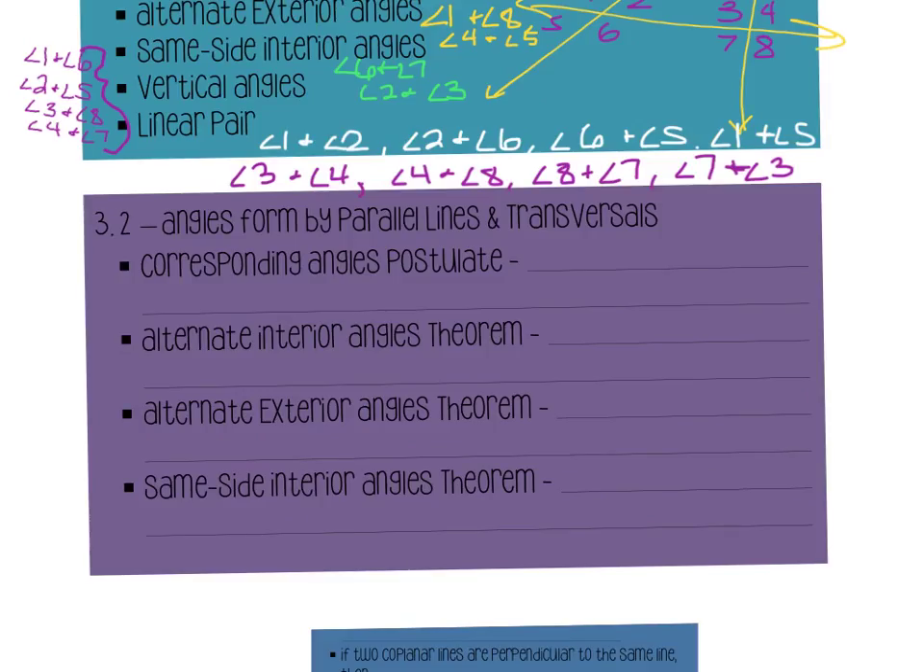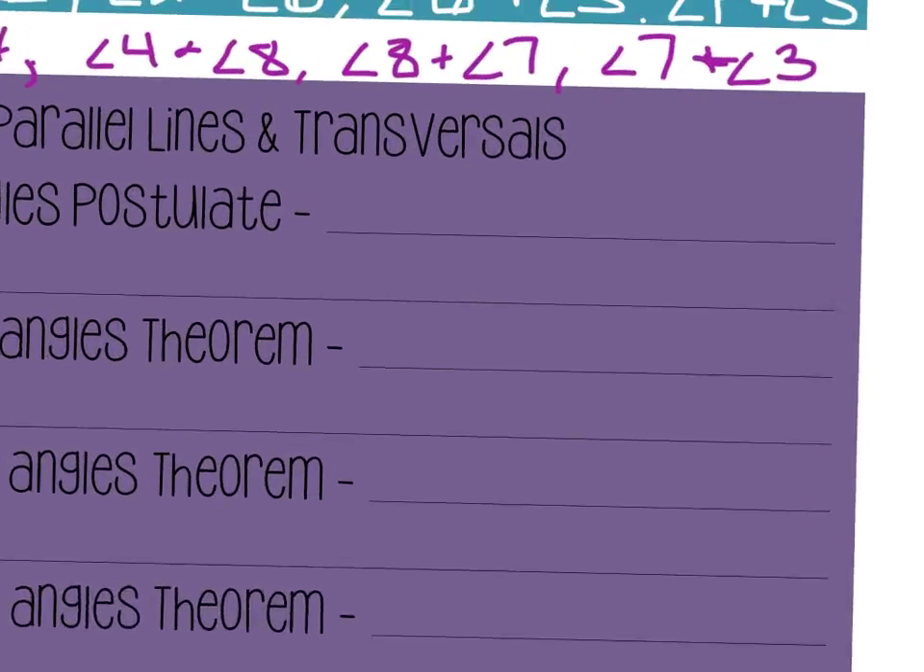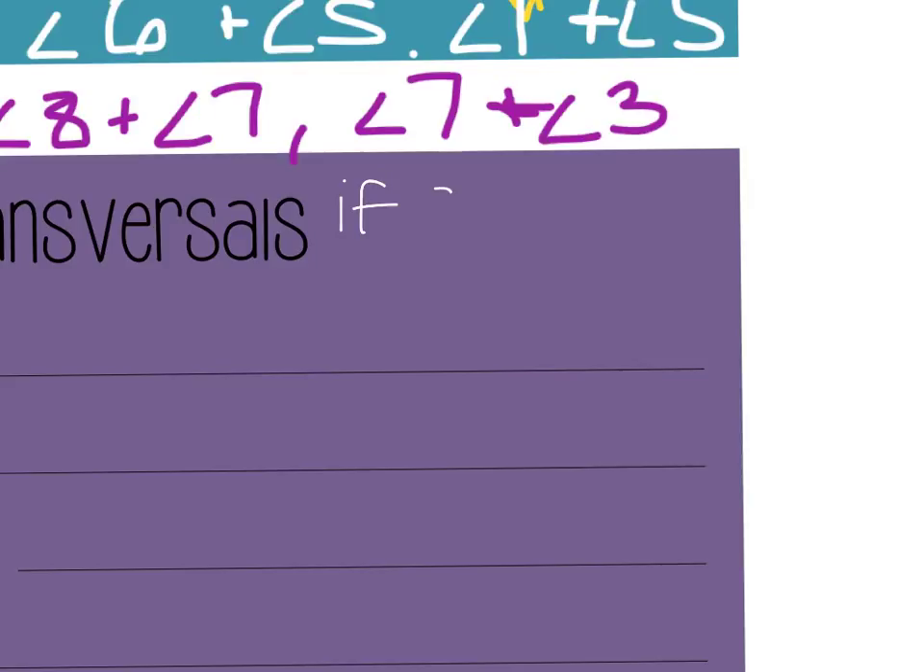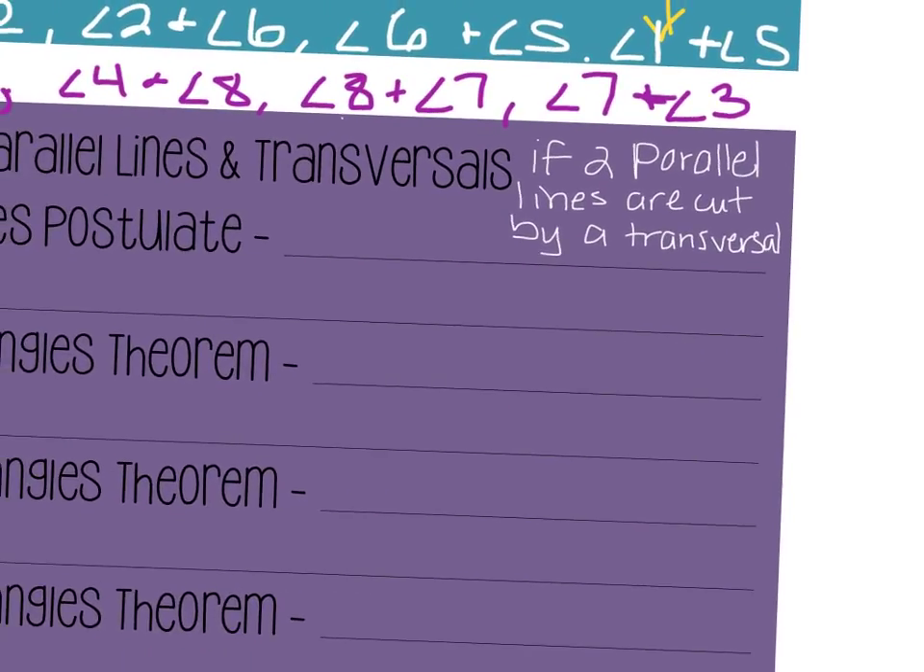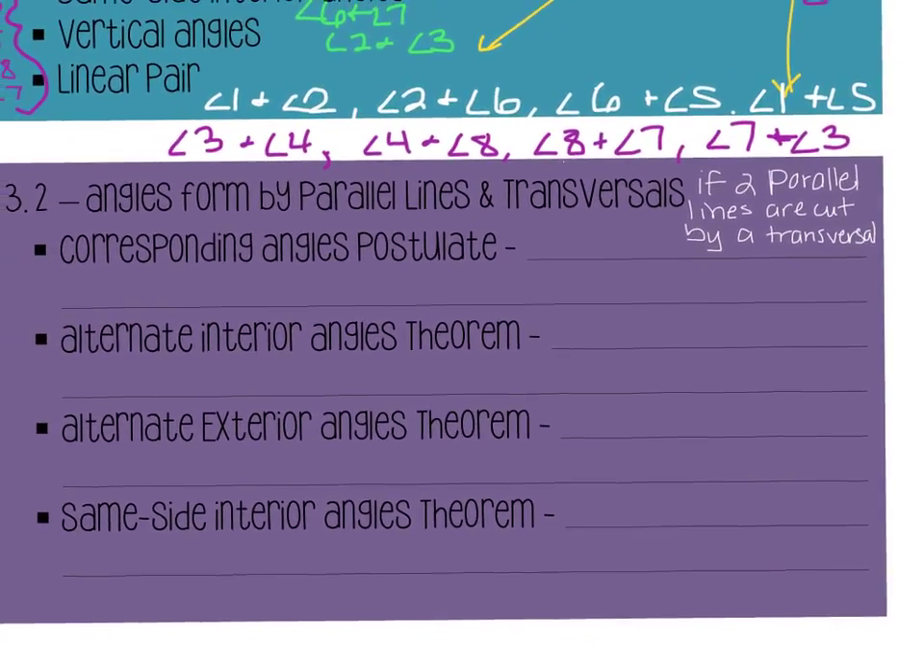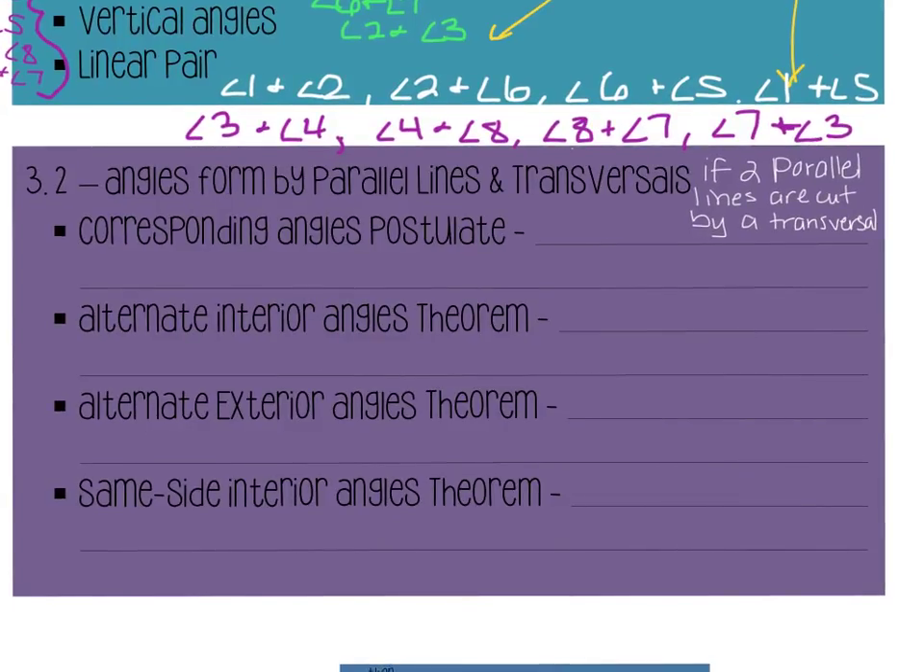Okay, 3-2, angles formed by parallel lines. So they all start exactly the same way, which is that if two parallel lines are cut by a transversal, they all start the same way. If two parallel lines are cut by a transversal, then the corresponding angles postulate tells you what? What's true about corresponding angles if the lines are parallel? Good. Corresponding angles are congruent.